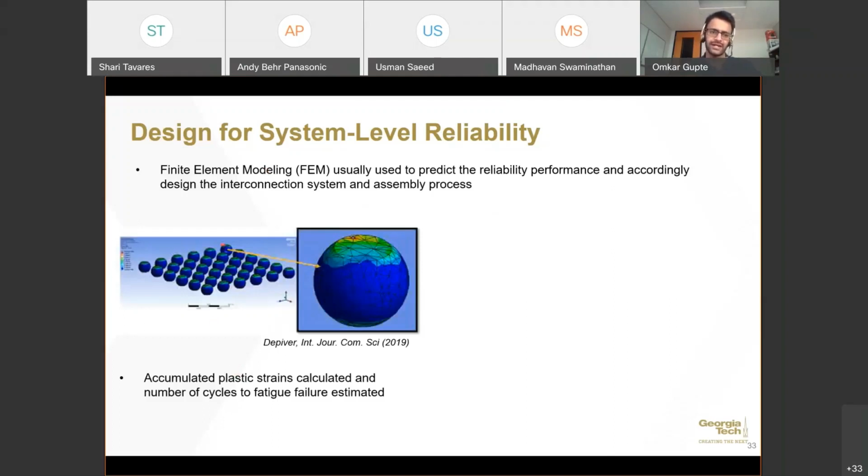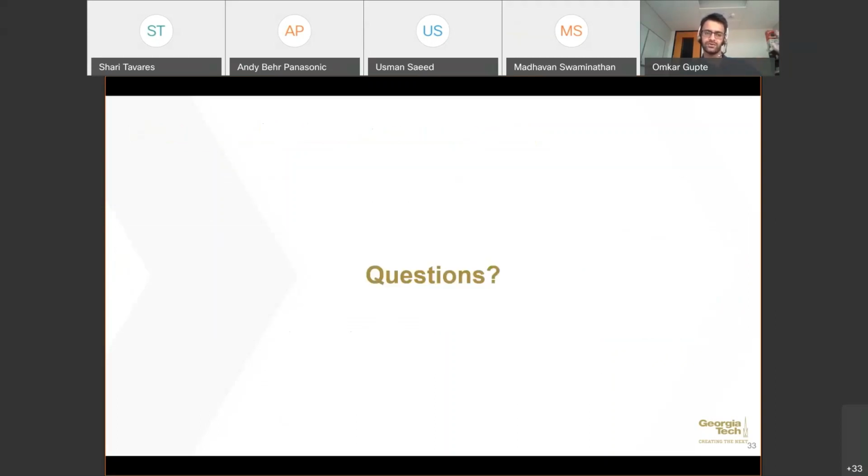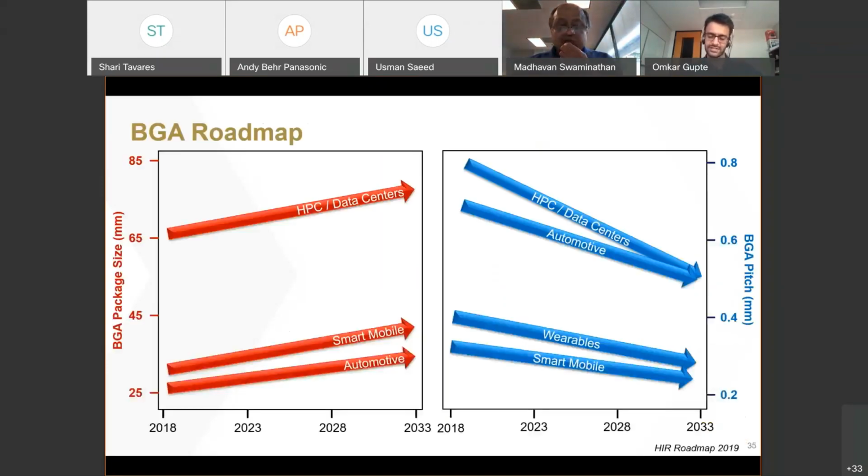But just a snapshot: for thermal cycling, we look at the accumulated strains that are generated in the solder balls, and accordingly estimate the number of cycles to failure. For drop test, we look at the impulse stresses that are created in different areas, and then accordingly design the interconnection system. So at this point, I was going to have a break, if anyone had any questions, but since we took a short break, we can take the questions at the end of the presentation. So till now, we looked at the BGA fabrication process, reliability, and what is standard.